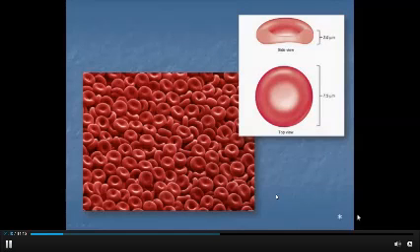Let's look at these two diagrams. Here you can see a superior and a side view of the red blood cell, and this is what I mean by concave. Do you see how it's thinner in the middle and thicker on the outside? It doesn't have a hole in the middle, and that's just an electron micrograph that shows that.